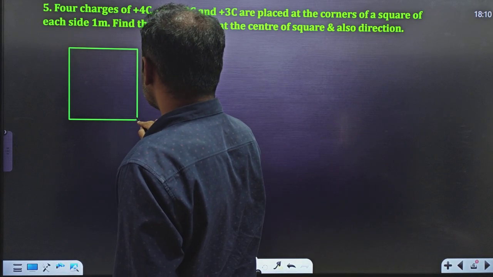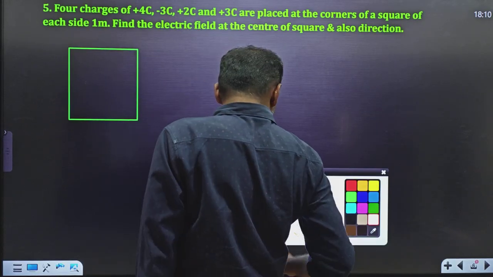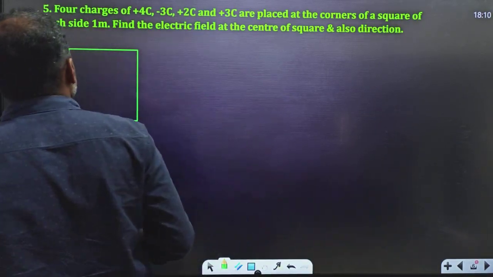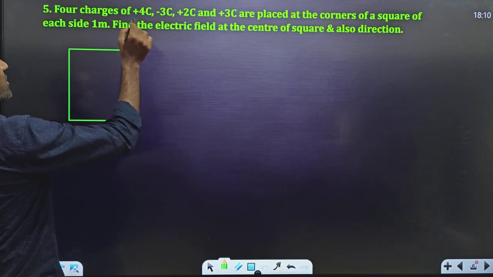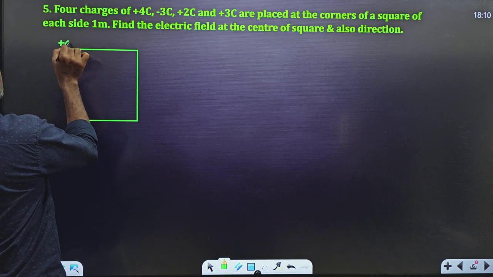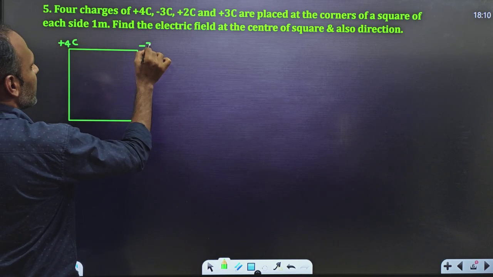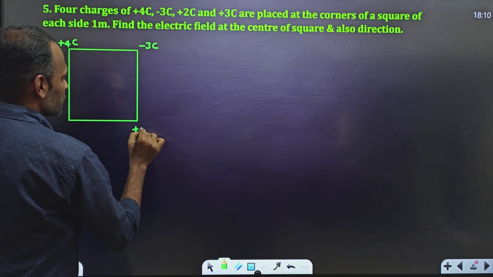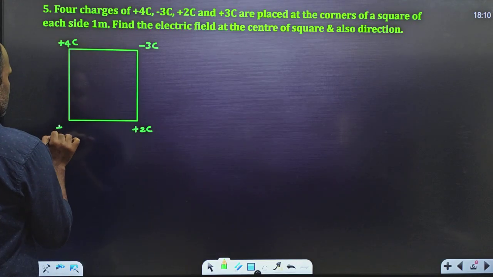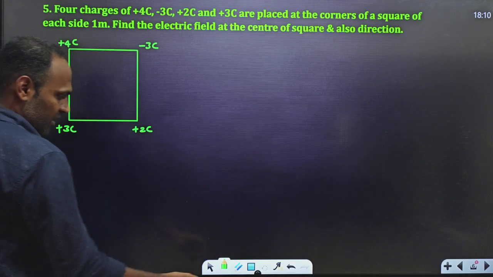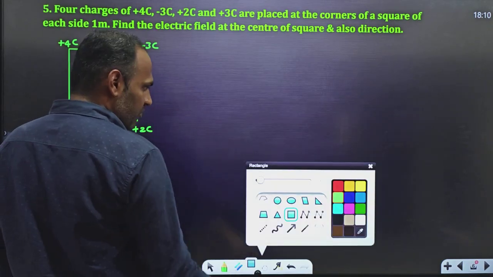So let us take the square first. Okay, this is the square. Now, on the square, see where the charges are placed. Here we have plus 4 coulomb, here we have minus 3 coulomb, here we have plus 2 coulomb, and here we have plus 3 coulomb, right? The electric field is asked at the center.